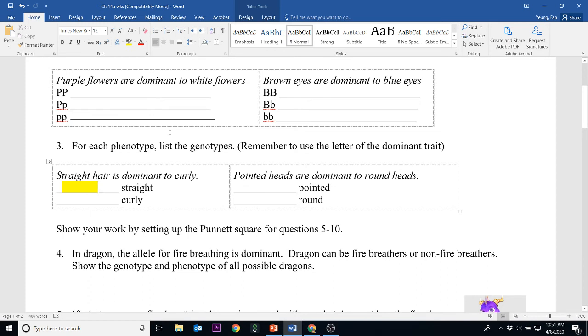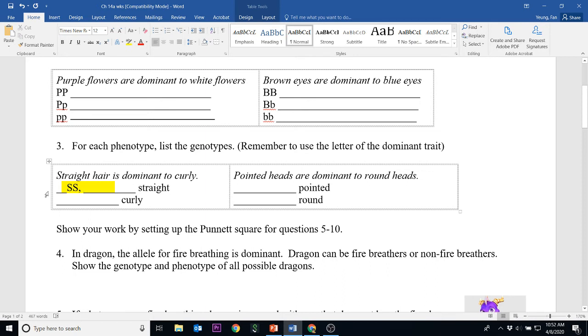So Heath is good. He said big S, big S, but here's the problem, okay? That's why I said most of you get this one wrong. If straight hair is dominant to curly, what kind of genotypes can you have to get straight hair? You guys get the first one right, which is two big S, right? But there's another one that you can have.